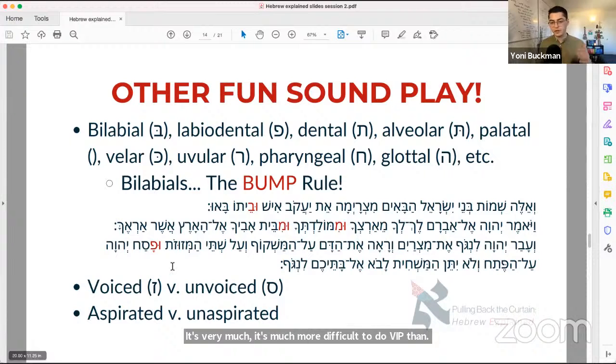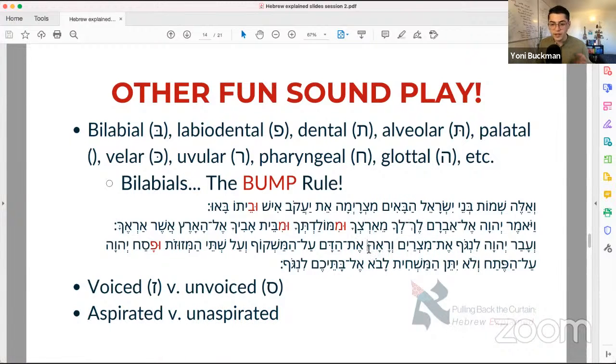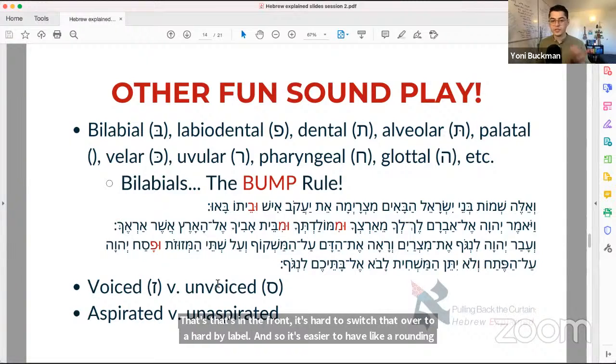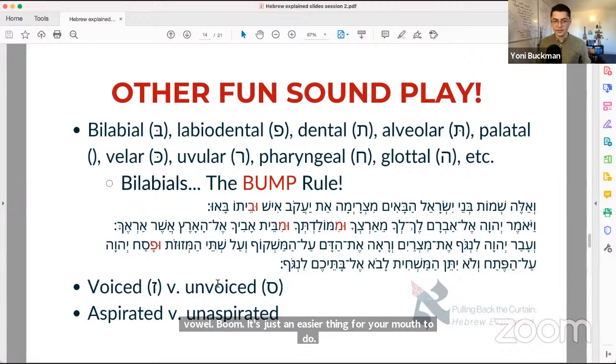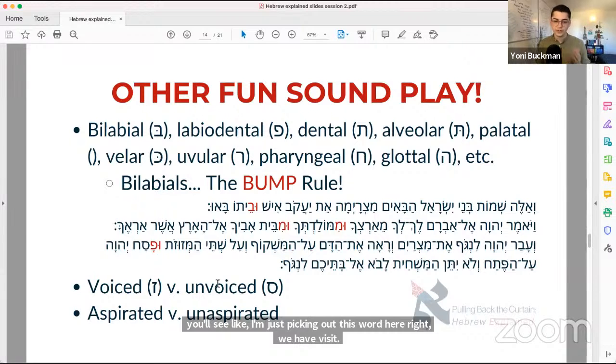And so we see I have 3 different examples here, and you'll see that there are throughout. I'm just picking out this word here, right? We have v'ra'a, but here we have ufasach, right? And it's there, again, just because the vav is preceding a bump letter, right? It's one of these bilabials, or when it turns into a fricative, a labiodental. And it's just because this is a hard sound to make. And so the vi prefix turns into an u.